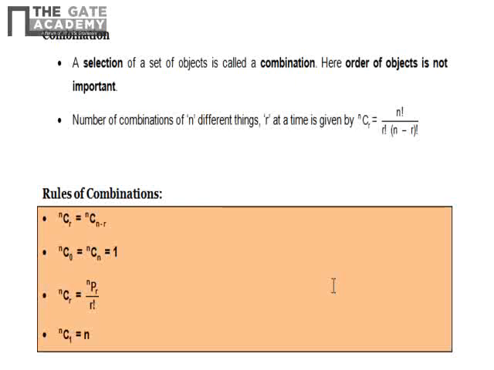Here are some of the rules. nCr is equal to nC(n minus r). nC0 is equal to nCn is equal to 1. nCr is equal to nPr upon r factorial, because you can see this r factorial. nC1 is equal to n.